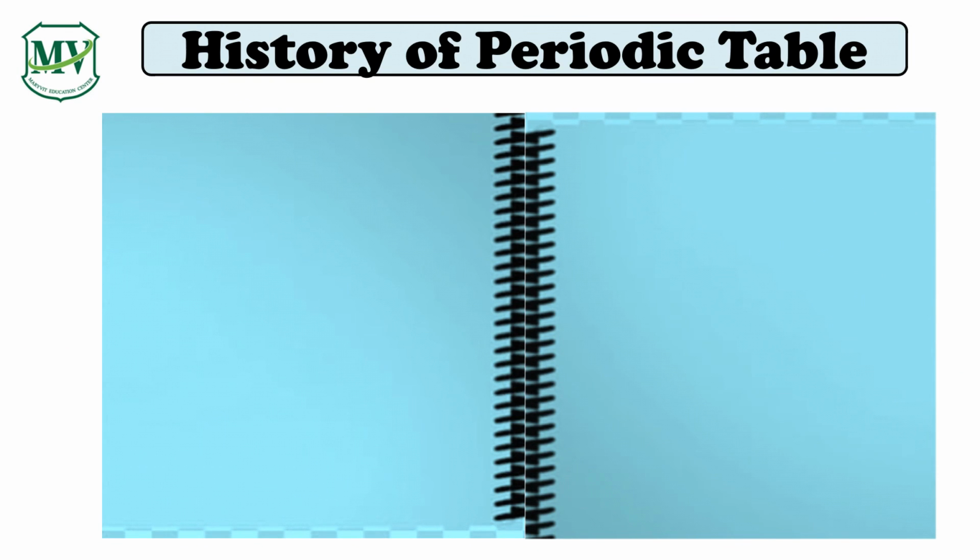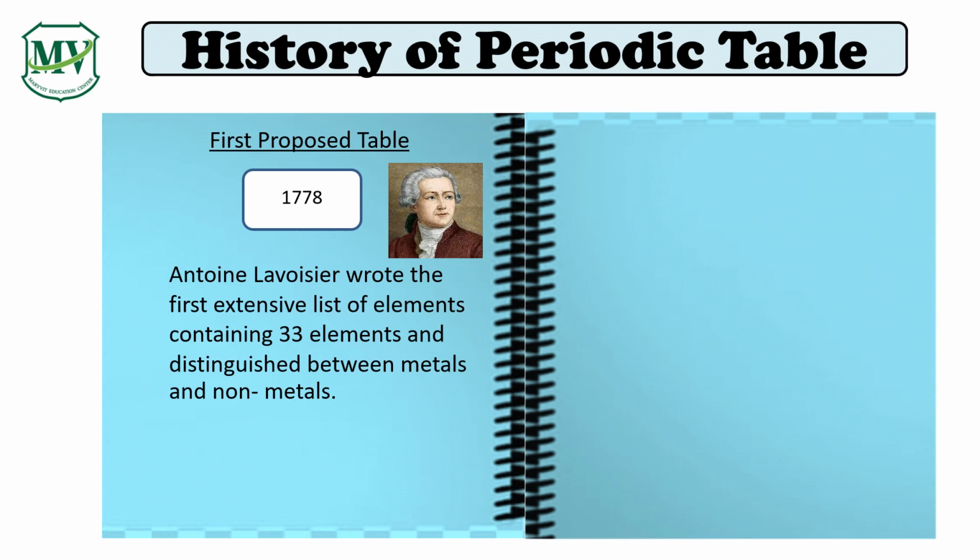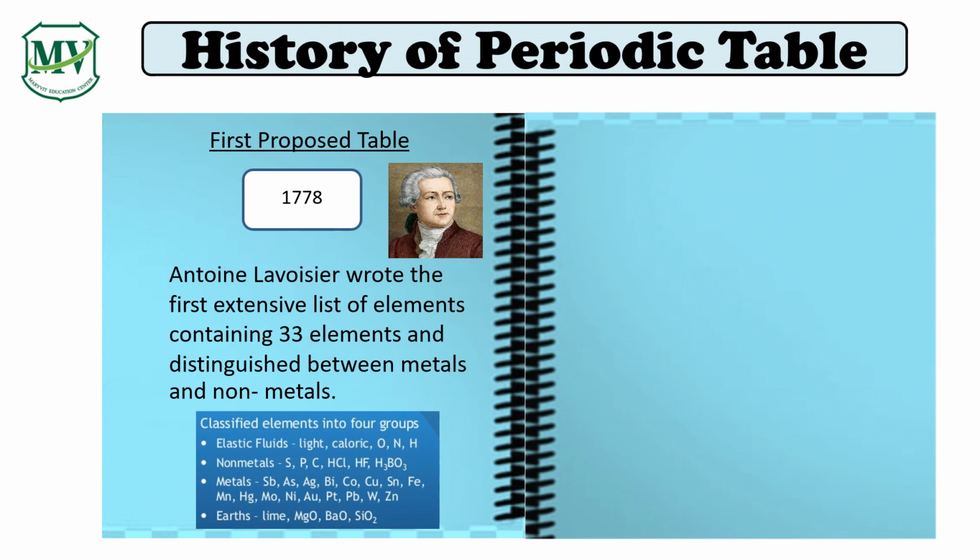The history of the periodic table. Did you know who wrote the first extensive list of elements in the periodic table? Correct! In 1778, Antoine Lavoisier wrote the first extensive list of elements containing 33 elements and distinguished between metals and nonmetals. He also classified elements into 4 groups. These are the elastic fluids, nonmetals, metals, and earth.